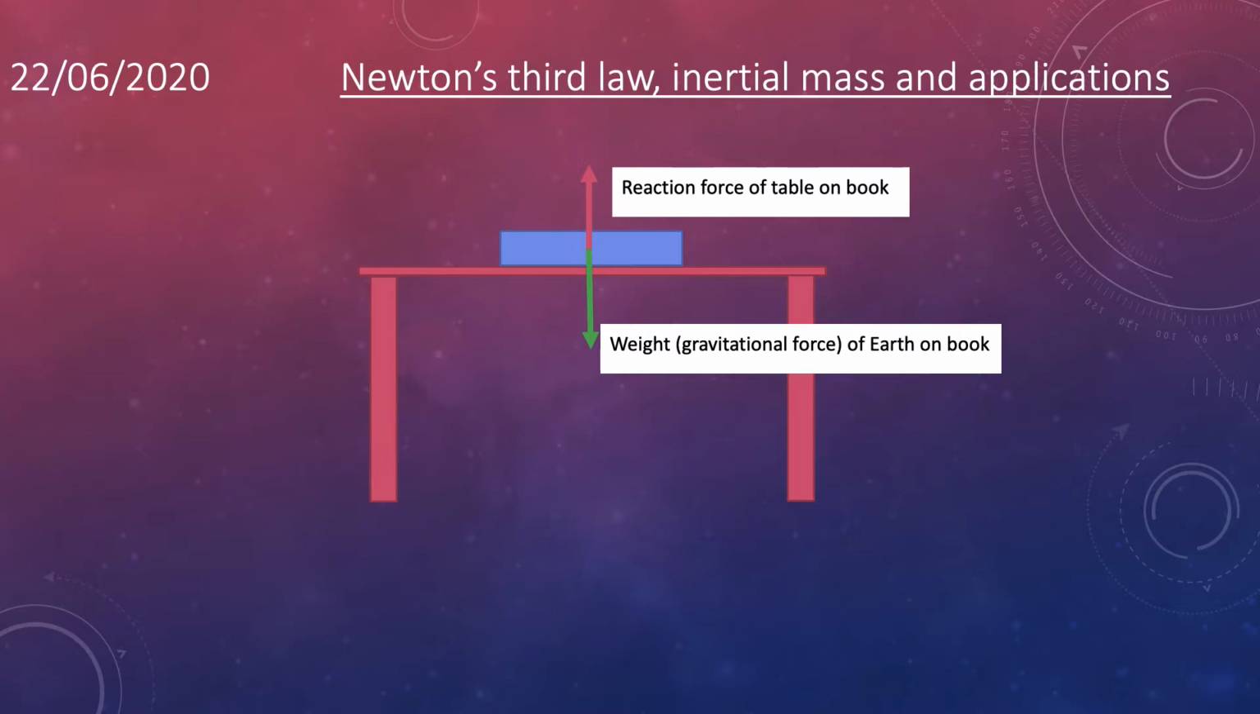So we'll look at that. It says reaction force, that is the type of force. If we remove the book, that force would no longer be there. It is the table that causes the force, and it is on the book. So we've got a force diagram of the forces on the book.